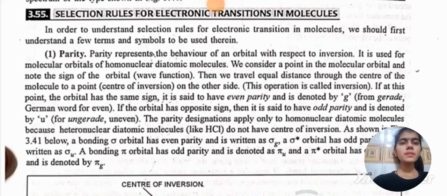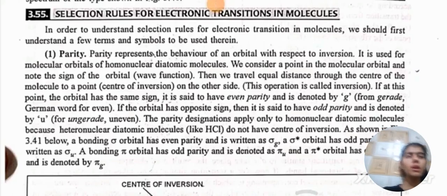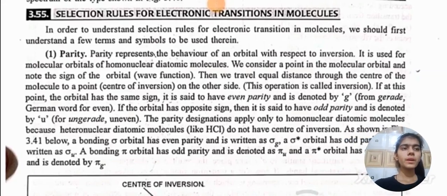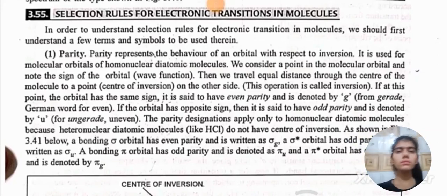Selection rules for electronic transitions in molecules. In order to understand selection rules for electronic transition in molecules, we should first understand a few terms and symbols to be used therein. First term is parity. Parity represents the behavior of the orbital with respect to inversion. It is used for the molecular orbital of homonuclear diatomic molecules.